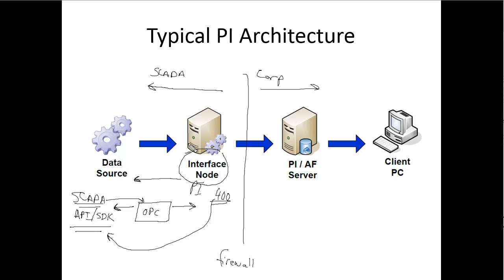And so now you've done your system integration, you've got your interface node here, and that interface node is going to put the data in your data historian, in your Pi server, and now your client PCs can go get that data.